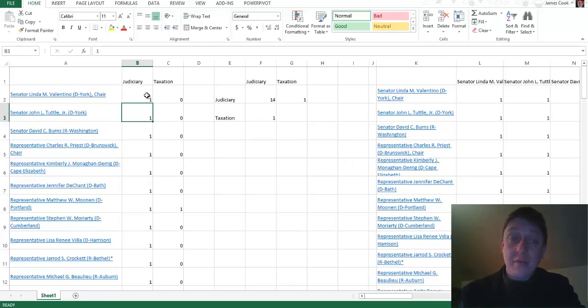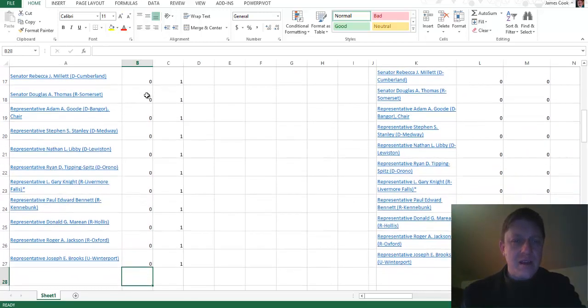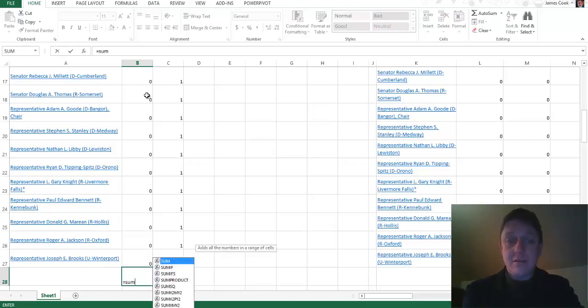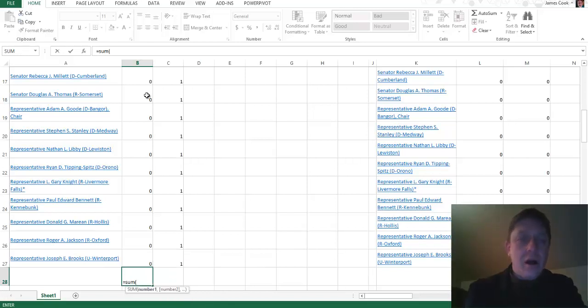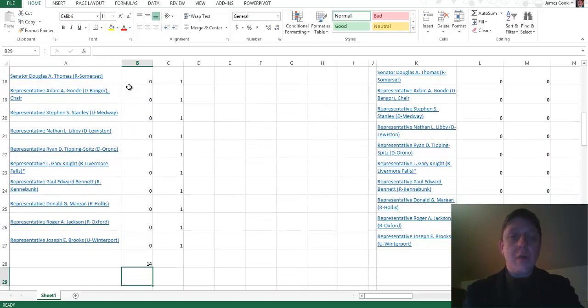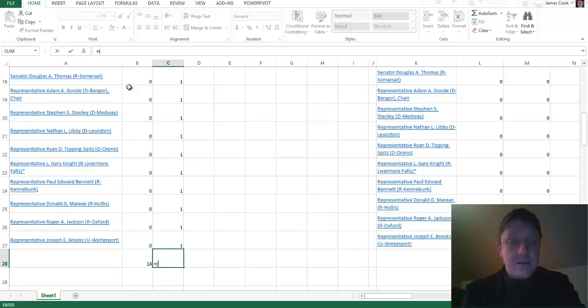We could also go down to the bottom of these rows, and we could create an equation, an equal sign, and make it the sum of what? A sum is adding up a bunch of these cells. Which ones? Well, starting with B2 and going all the way to B27. And it will give us a total, because the zeros won't count, only the ones will. How many ones are there? 14.